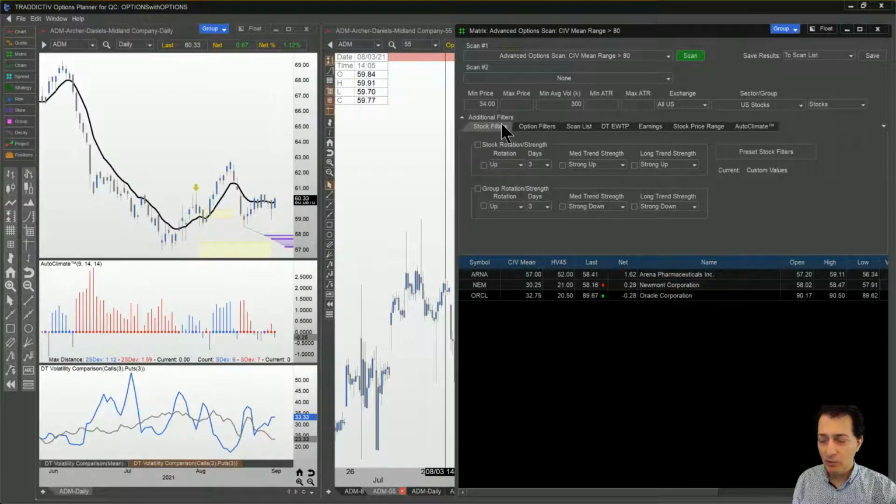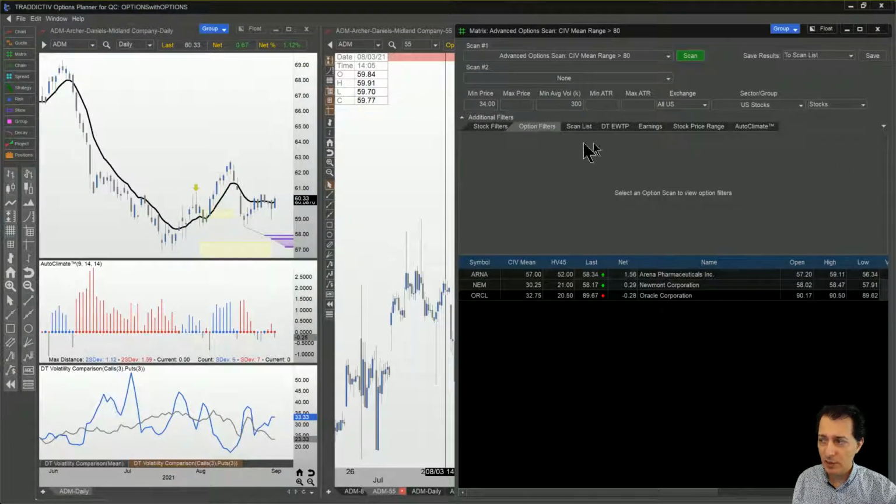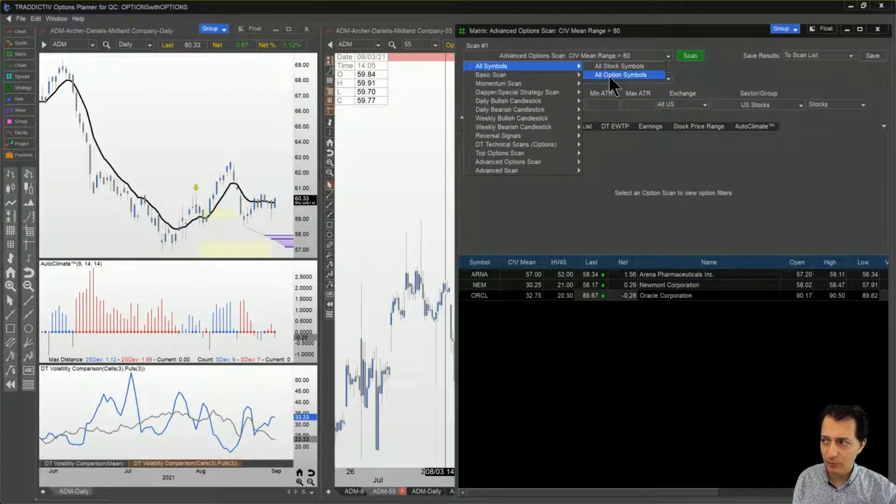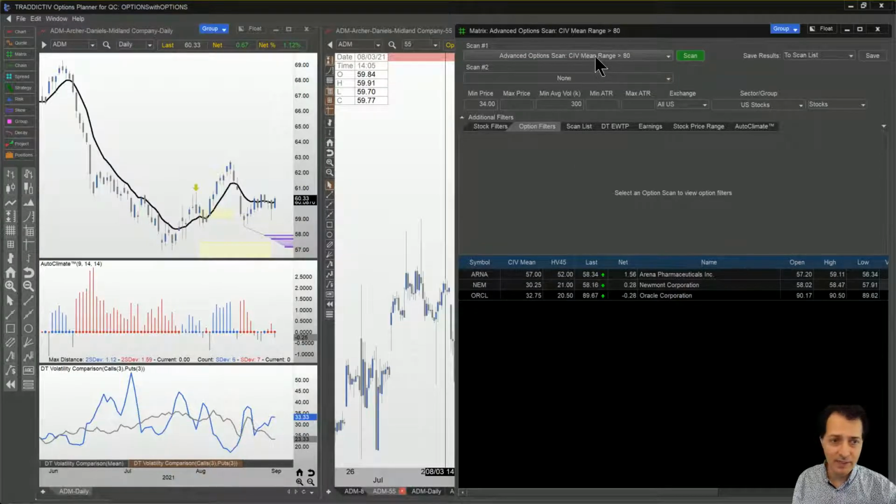Second thing I want to do, since I'm looking for iron condors, I don't care about groups and rotations and anything like that because I'm not directional. Options filters, that's not going to work because options filters is to filter options contracts. I'm not scanning for options contracts. I could scan for options contracts if I select that option, but I'm not. I'm scanning for continuous implied volatility. Continuous, okay? Implied volatility means that you're looking at multiple options from a stock.